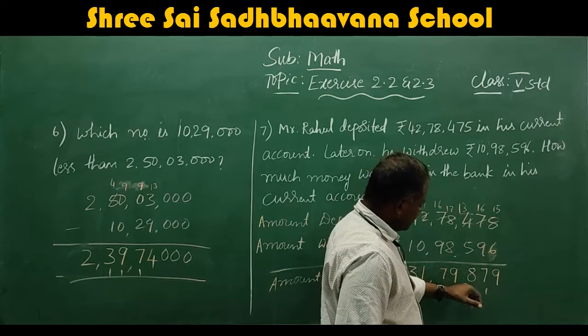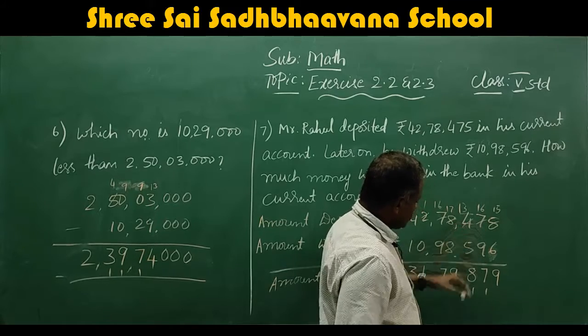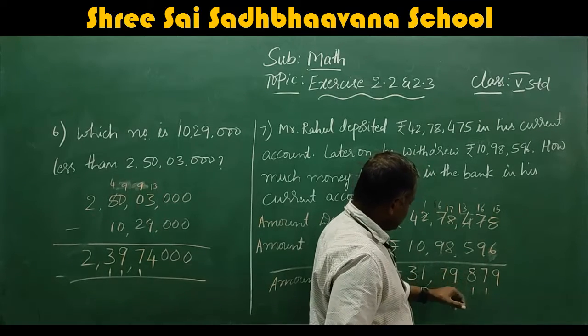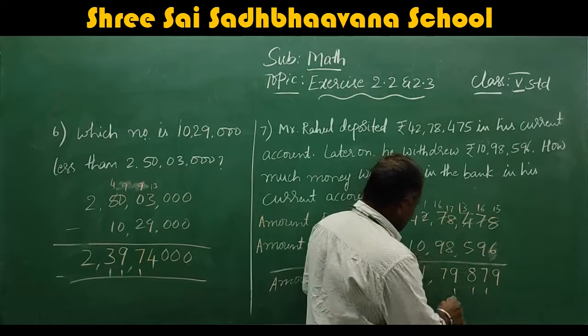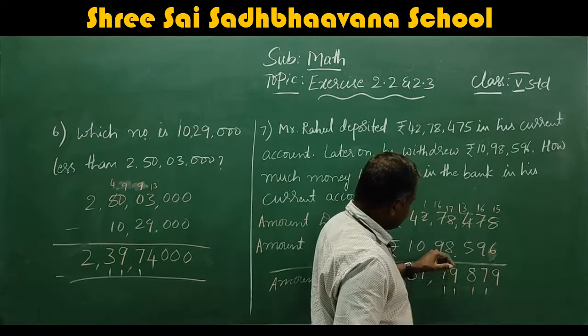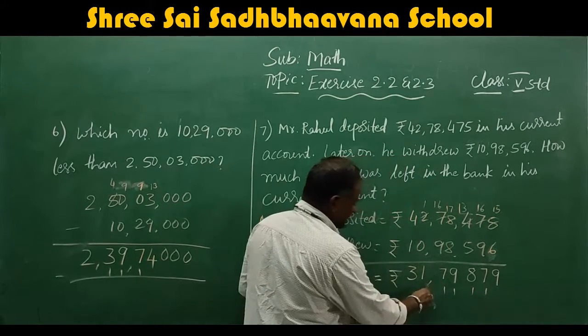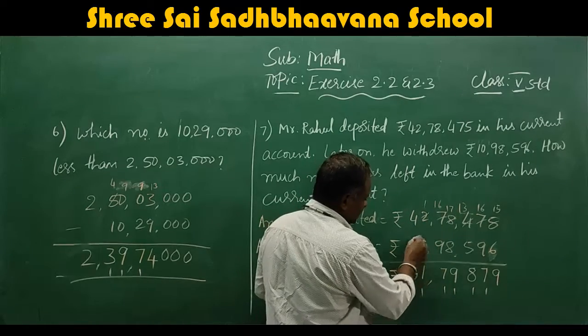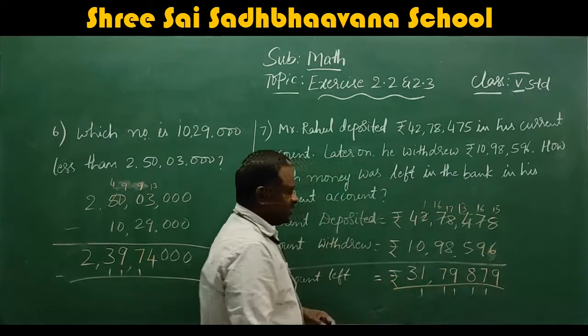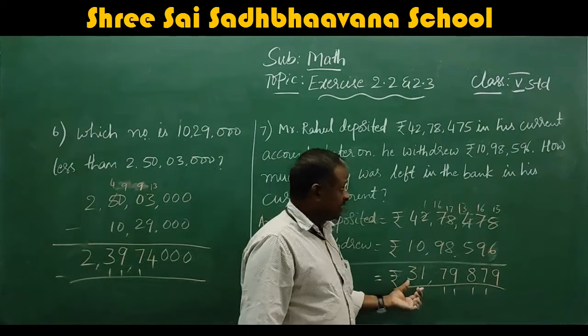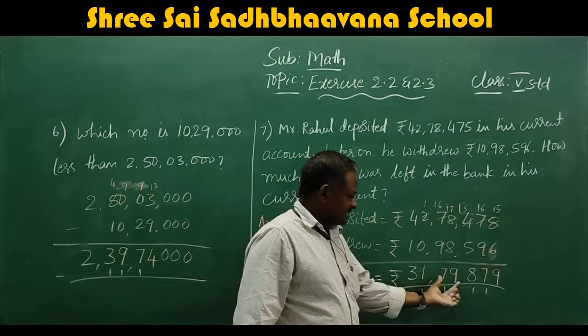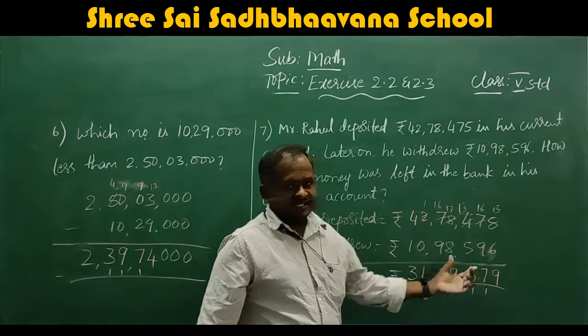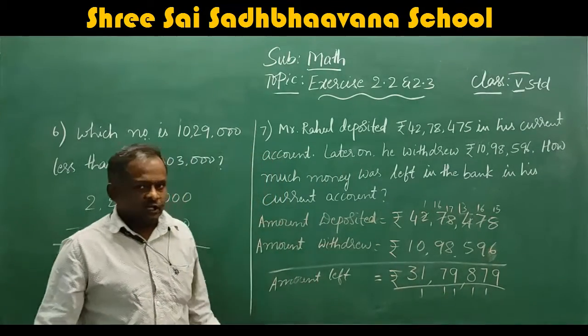Sorry, 8 plus 1, 9. 9 plus 5, 14. Carry 1. 9 plus 1, 10. 10 plus 8, 18. Carry 1. 7 plus 1, 8. 8 plus 9, 17. Carry 1. 1 plus 1, 2. 3 plus 1, 4. So this is the answer. That is, the amount left in the bank is 31 crore 79 lakhs 879. Okay, I hope you understand.